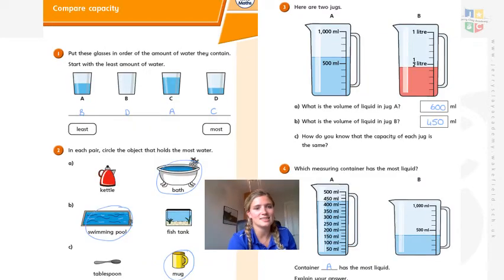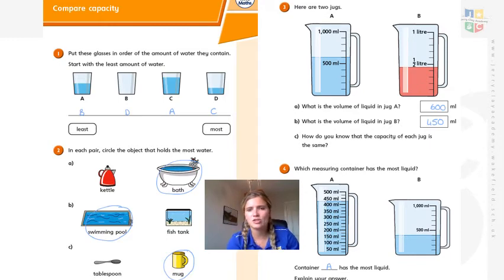So let's have a look at the answers. So you had to put the glasses in order from the least amount of water. So you should have had B, which is empty, then D, then A, then C. In each pair, you then had to circle the objects that held the most amount of water. So obviously it would have been the bath, the swimming pool, and the mug. So you should have circled all those. So those were some nice easy questions.